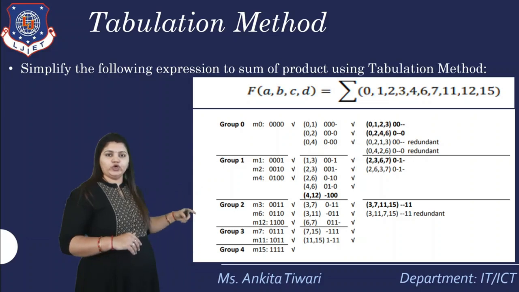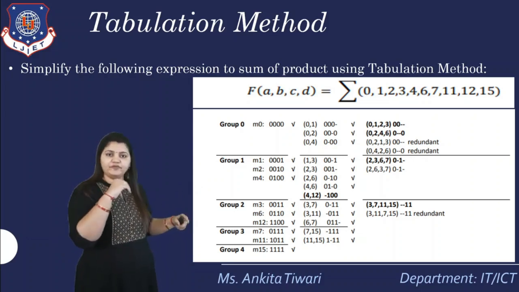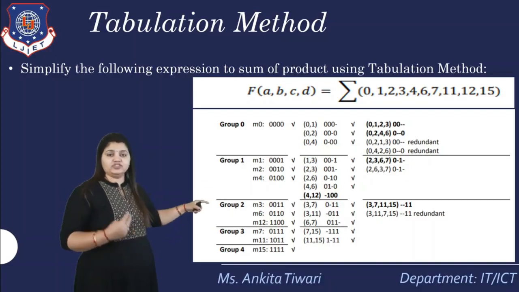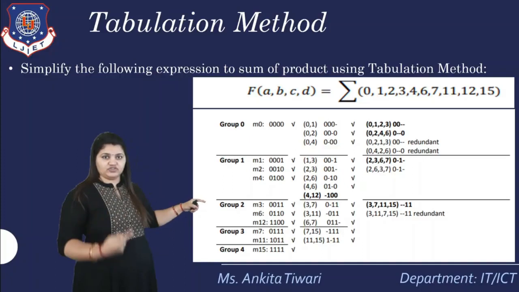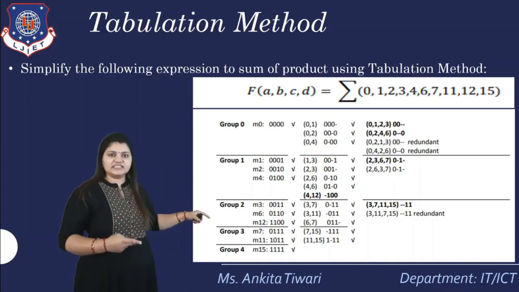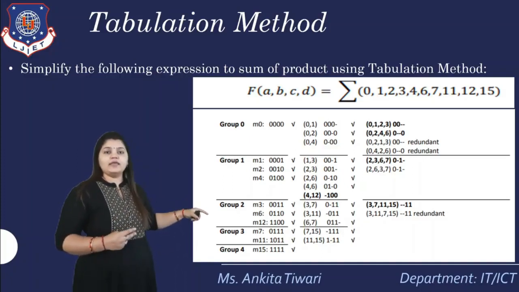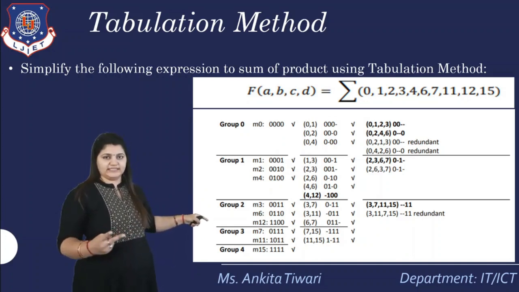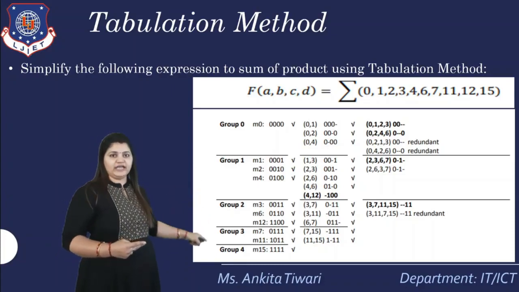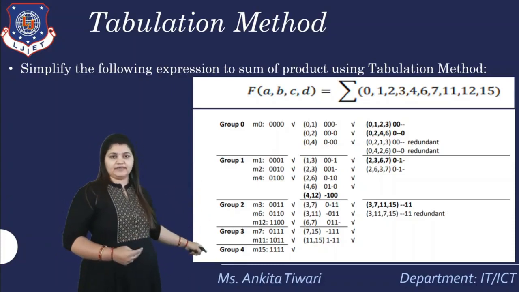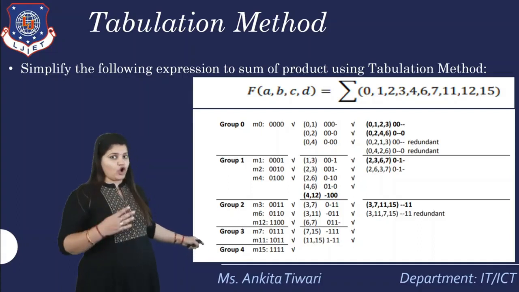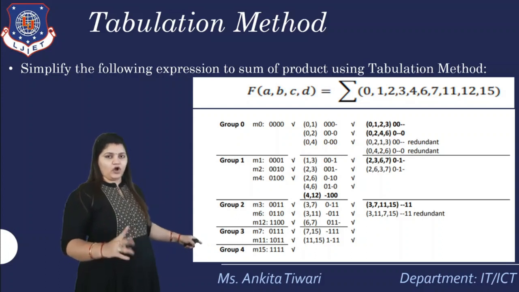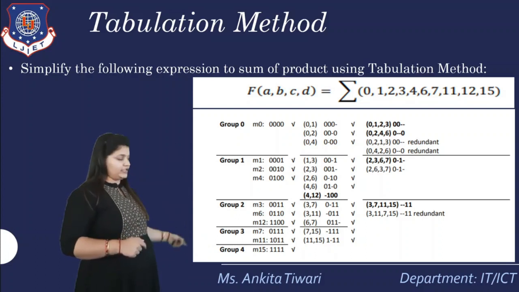Now we will take group 2. Group 2 means we have at most 2 ones present in the terms. So here 3, that is 0, 0, 1, 1. So 2 ones are present, so 3. Then we have 6, 0, 1, 1, 0. Then we have 12, that is 1, 1, 0, 0. So 2 ones are present, so we have made group 2. Then the same thing for group 3 and for group 4. Group 4 means all the ones are present, so only one term is there, that is 15. All the bits are 1. So we have made the groups.